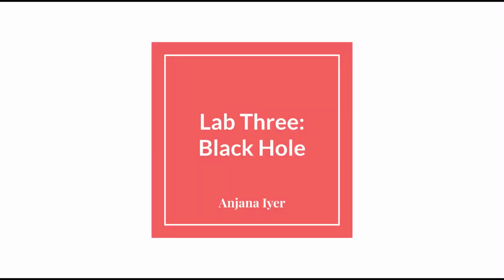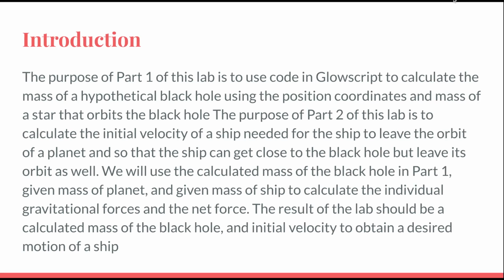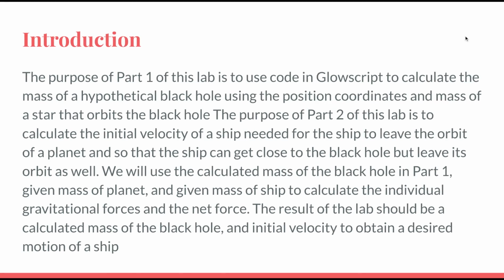This is Lab 3, Black Hole. The purpose of Part 1 of this lab is to use code and GlowScript to calculate the mass of a hypothetical black hole using the position coordinates and mass of a star that orbits the black hole. The purpose of Part 2 of this lab is to calculate the initial velocity of a ship needed for the ship to leave the orbit of a planet, and so that the ship can get close to the black hole but leave its orbit as well.